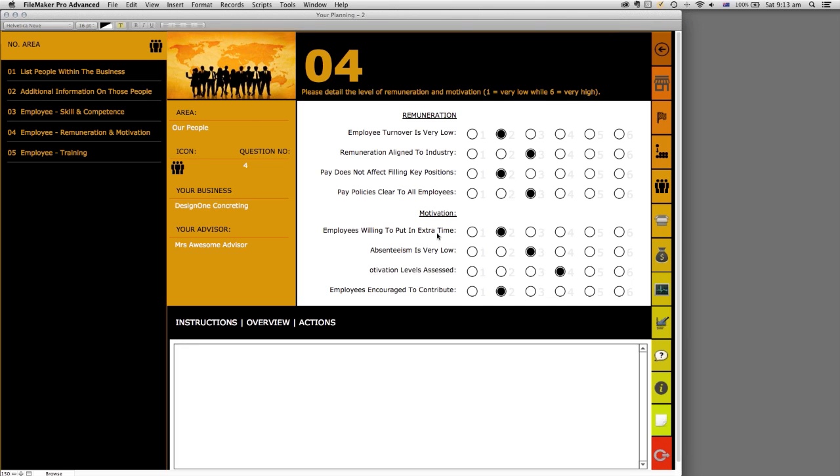Willingness to put in extra time. Well, I'm going to treat my employees reasonably well, and they're going to put in extra time. Or I'm going to be an absolute rogue, and if they don't put in extra time, they're going to be fired, and they'll all know that, so they'll put in extra time. So it's guesstimates.